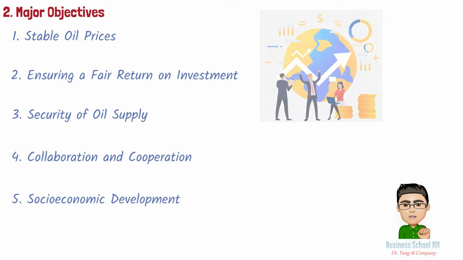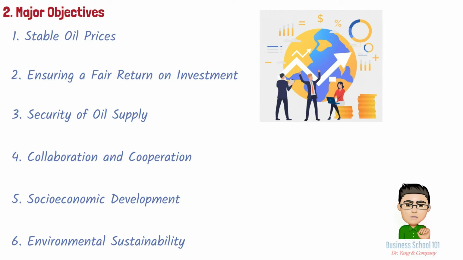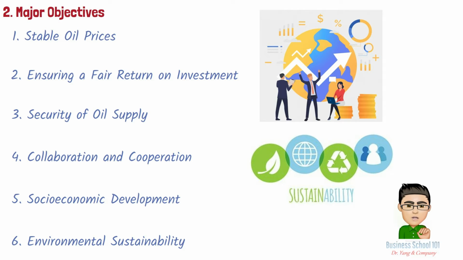5. Socioeconomic development. OPEC recognizes the significance of socioeconomic development for its member countries. The organization supports the efforts of member nations to utilize their oil resources for the benefit of their national development, economic growth, poverty reduction, and social progress. 6. Environmental sustainability. OPEC acknowledges the importance of environmental sustainability and the need to address climate change concerns. The organization seeks to contribute to global efforts in promoting a sustainable energy future by balancing environmental considerations with the socio-economic needs of its member countries.